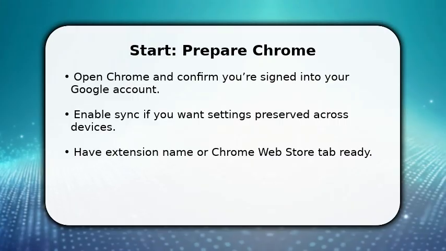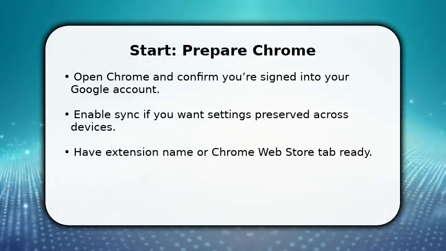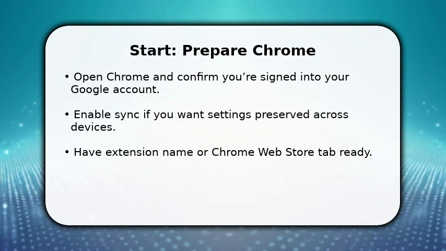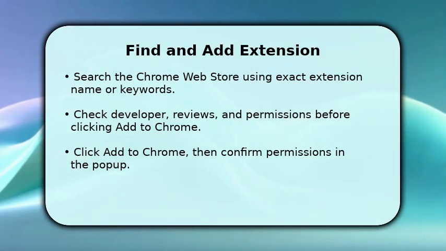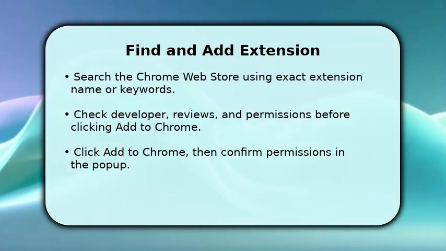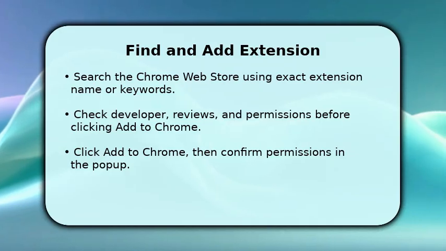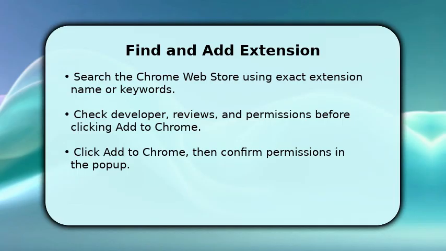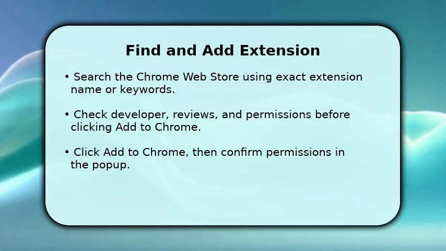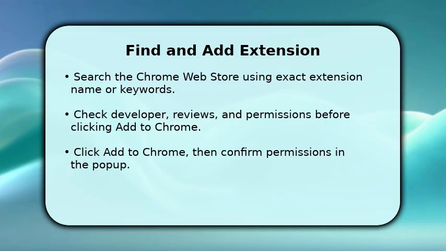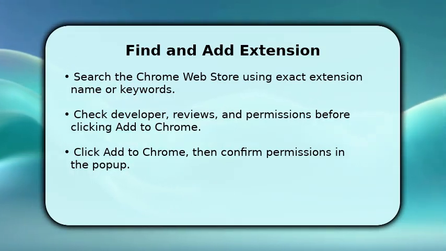Now, navigate to the Web Store search field and prepare to locate the extension you want. You search the Chrome Web Store with the exact extension name or targeted keywords to narrow results quickly. Once you find it, inspect the developer name, review count, and recent ratings so you understand trustworthiness. This avoids harmful plugins. Next, click Add to Chrome.